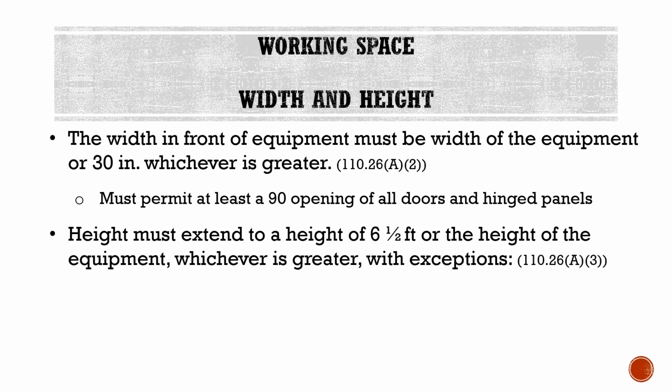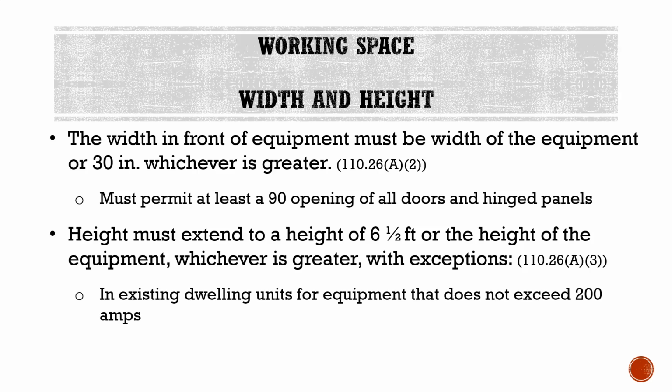The height of the working space must extend to a height of 6.5 feet, or the height of the equipment, whichever is greater, and we do have a couple of exceptions to that, which are in existing dwelling units for equipment that does not exceed 200 amperes, and for battery systems mounted on open racks. So, in other than these very specific situations, our working space is going to be either the height of the equipment or 6.5 feet.